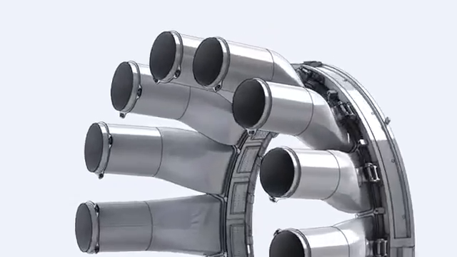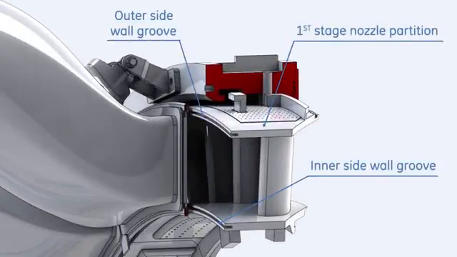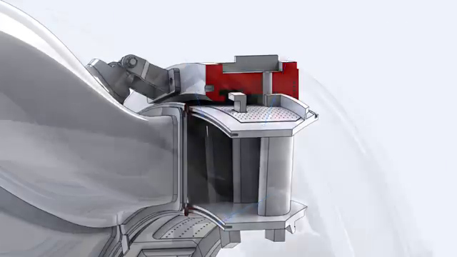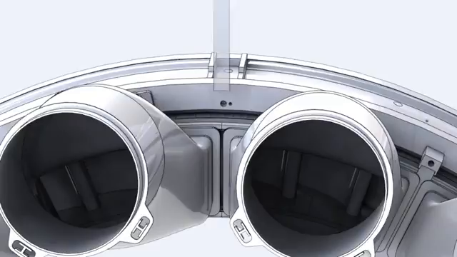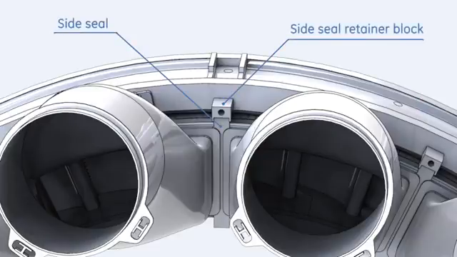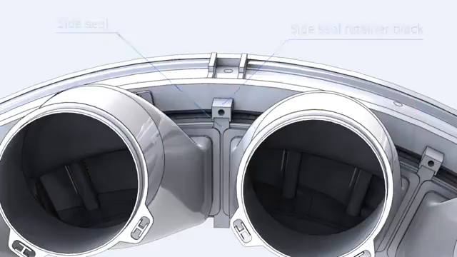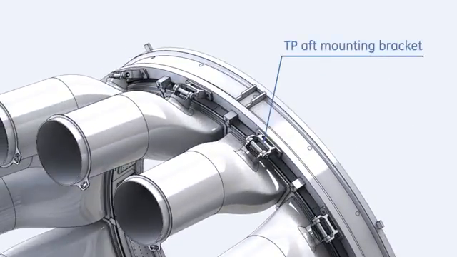These seals are inserted into grooves on the first stage nozzle to minimize compressor discharge air leakage into the hot gas path. The sides of the transition pieces are sealed by side seals. Side seals are held in position by side seal retainer blocks. These blocks are mounted on the first stage nozzle retainer ring. Transition pieces are supported at the aft side by means of the aft mounting bracket, which is mounted on the first stage nozzle retainer ring.